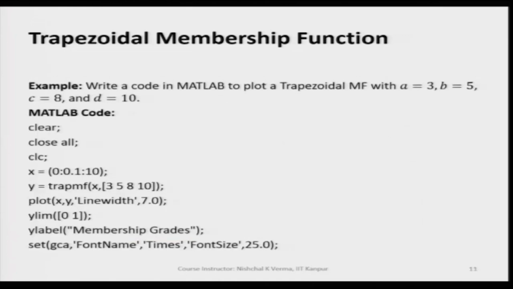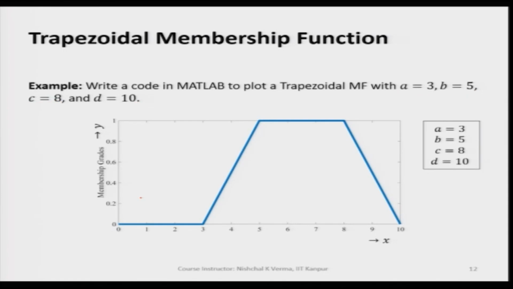Now, here we have MATLAB code for plotting the trapezoidal membership function. In this example, we have a trapezoidal membership function where the values a, b, c, d are assigned as 3, 5, 8, 10 respectively. And if we run this code, we generate this kind of function.